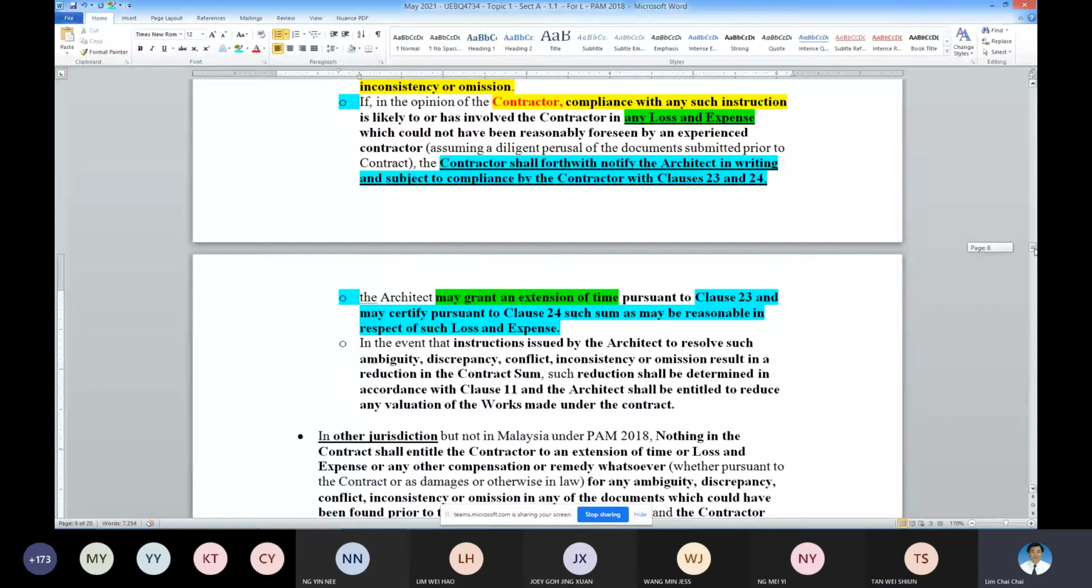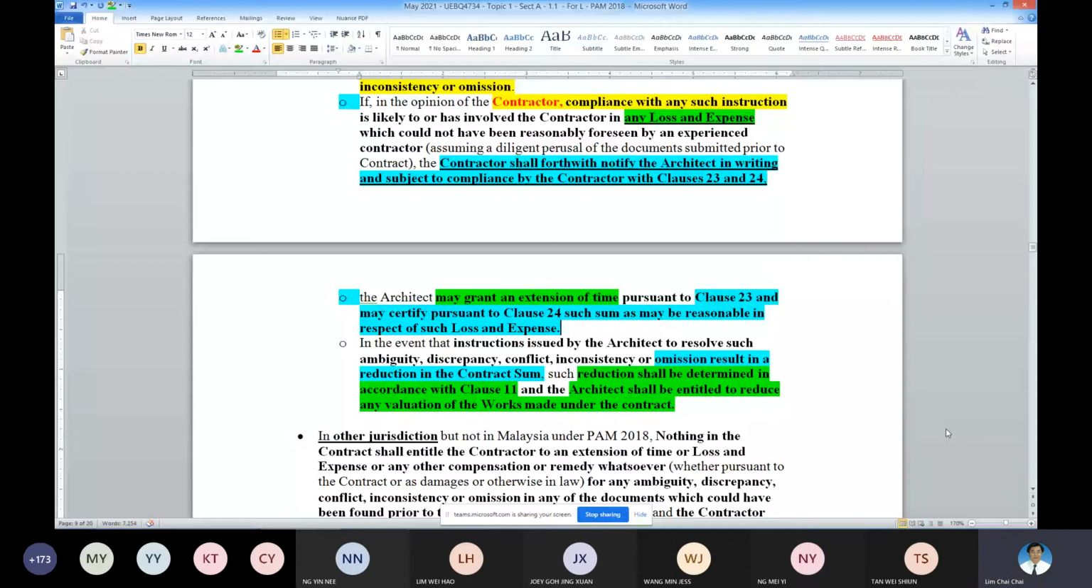Similarly, if the instruction results in omission, then the contract sum will be adjusted accordingly. So sometimes it can be omissions. More often than not it is addition. So how to calculate the omission? You have to refer to clause 11 of your PAM. Then the architect makes use of the QS to evaluate the omission of the work accordingly. So these are the things that happen in contract administration.